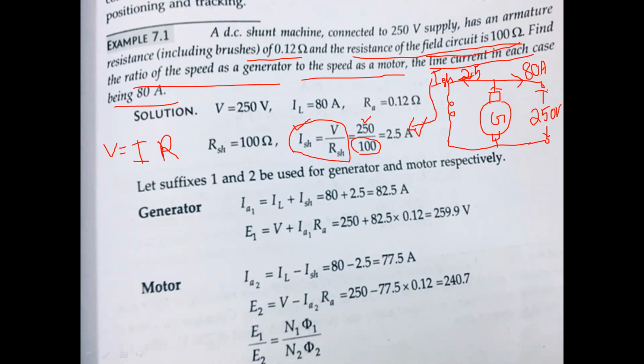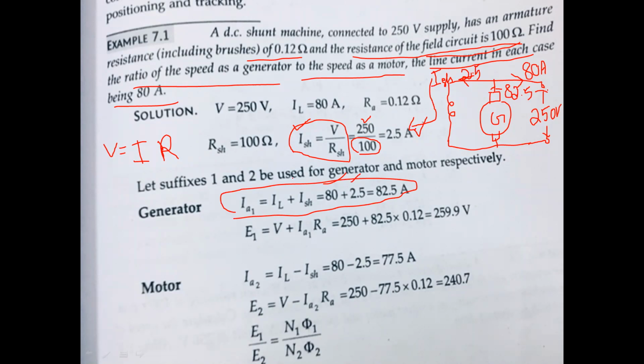The line current is 80 amperes. Because it is a generator, the armature delivers the line current plus the shunt current: 80 plus 2.5, which is 82.5 amperes. So the armature current of the generator is 82.5 amperes.